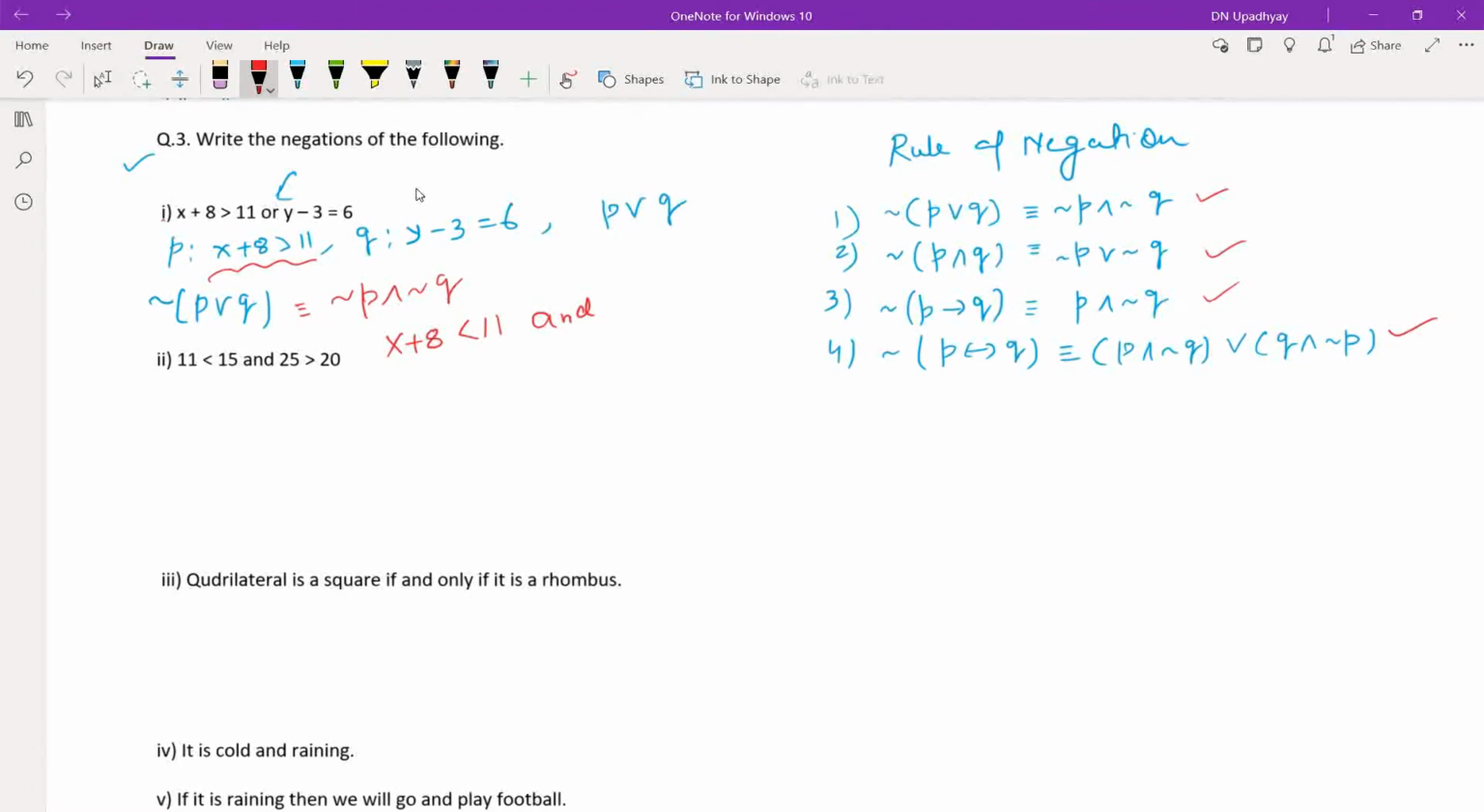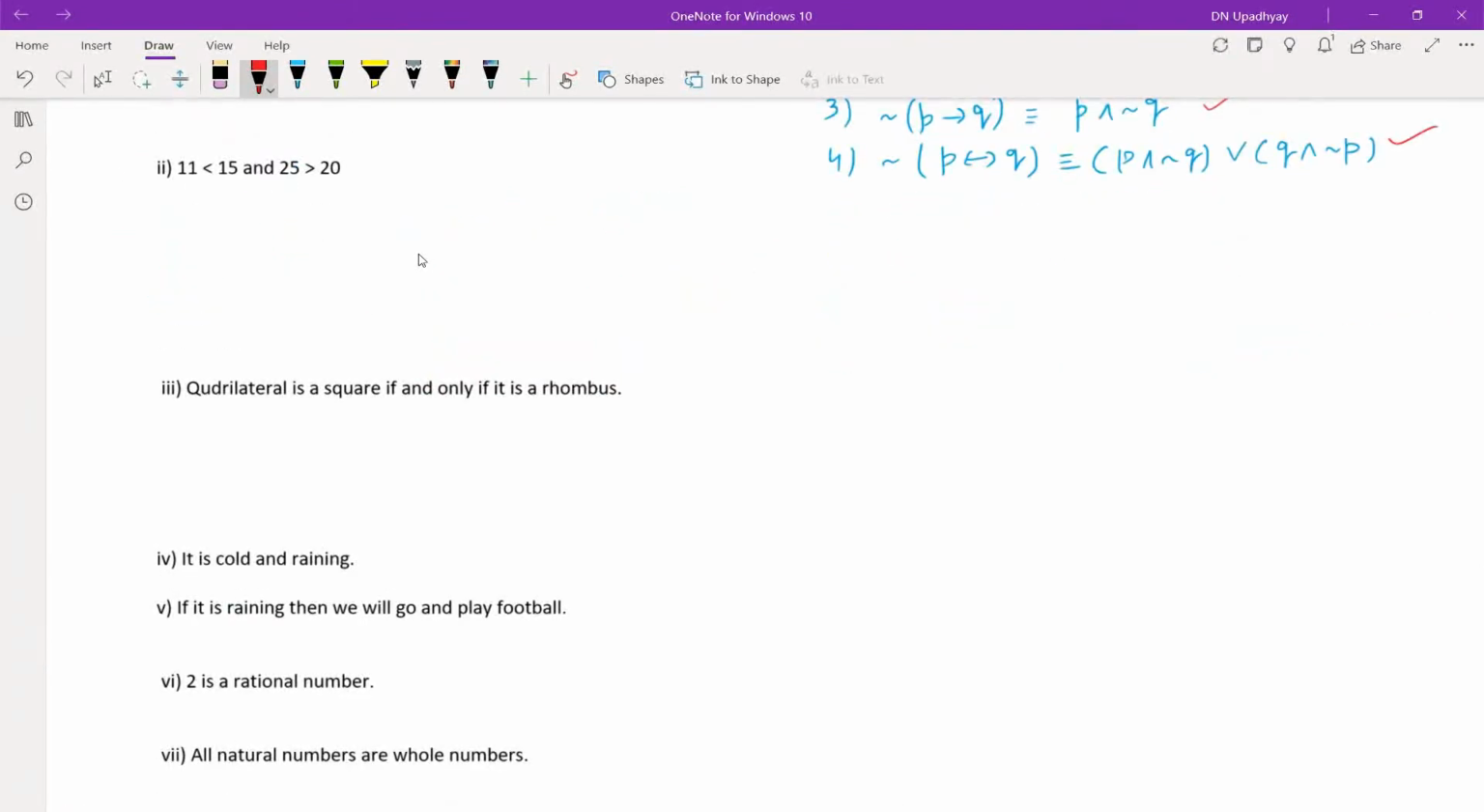Negation of Q means y minus 3 is not equal to 6. So this will be the full negation of this question number 1. Okay. Now question number 2.